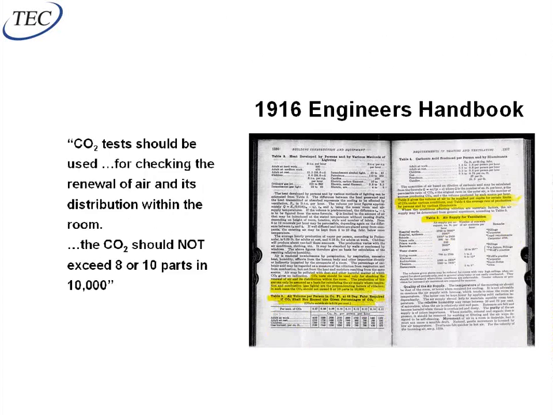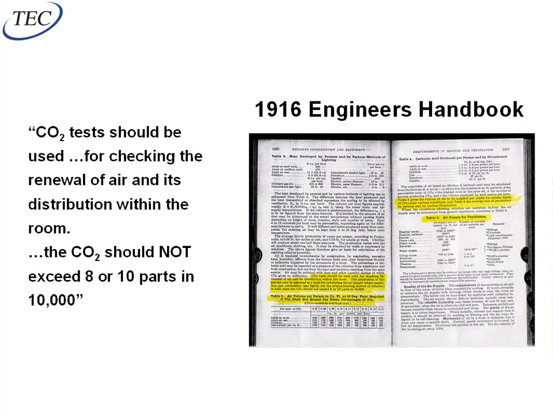All right, so is this a new concept? Absolutely not. This stuff is old, well, old stuff, right? It's been around forever. This is the 1916 Engineer's Handbook, which hopefully none of you guys were around when that was written, or maybe you got some copies from the 60s. But even since 1916, it said the CO2 in the space should not exceed 8 or 10 parts in 10,000.